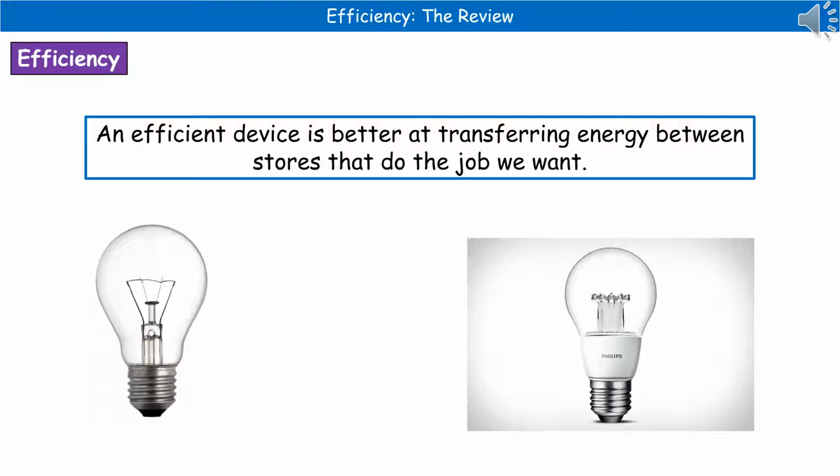And a good example is good old light bulbs. So we used to have the incandescent light bulbs like the one on the left there. And now, more and more commonly, we're seeing the LED light bulbs like the one on the right. And what we find is the more efficient version of our light bulb is the LED.